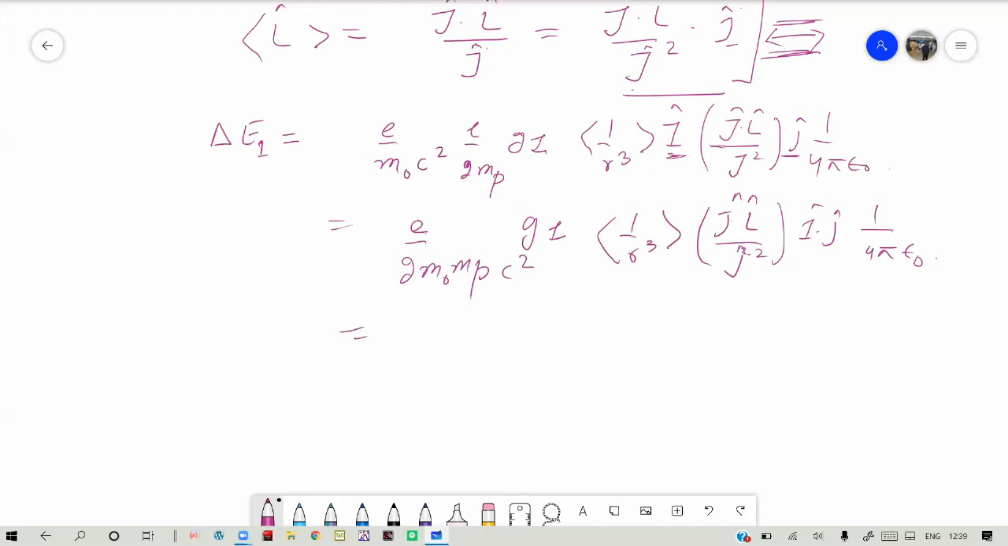So we have 1 by 4 pi epsilon. So I can write it as 2m naught mp, gi divided by c square, I dot J divided by J square. Yes, we can write J, if you know that J is L plus S. So it is J dot L, sorry, L, J equal to L plus S. It is L dot L plus S dot L.